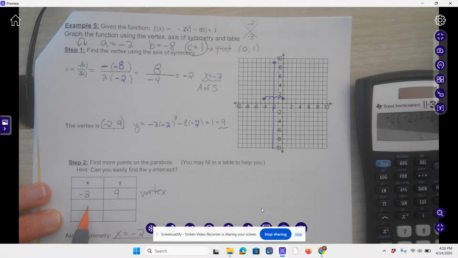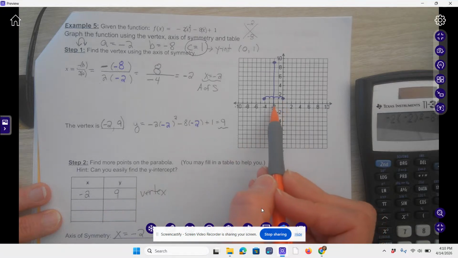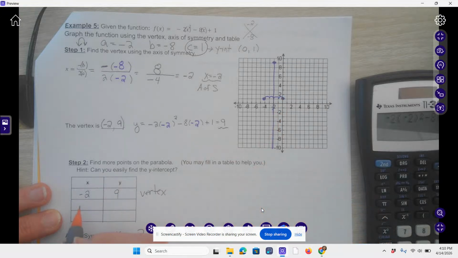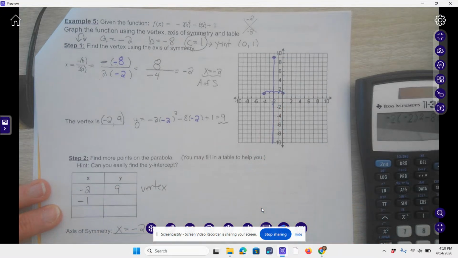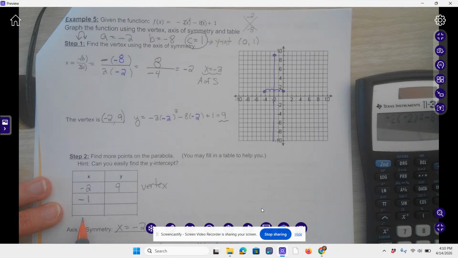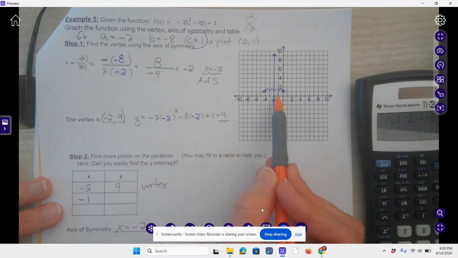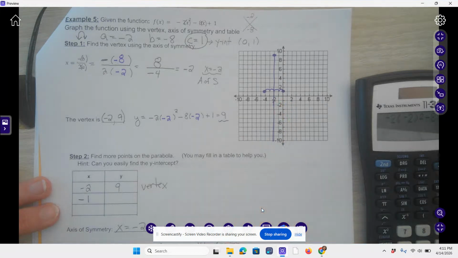And remember, we want to pick an x value right next to -2. So here's -2. I'm thinking let's choose -1. So we want these x's to be right in a row. The next one that we might choose would be 0, but we already have a point there. So we're just going to figure out what happens when x is -1.